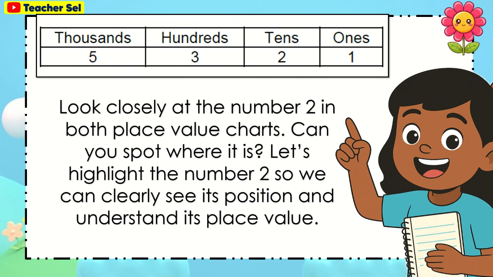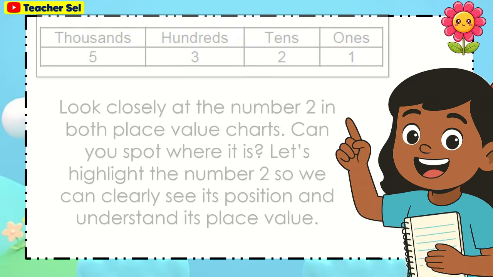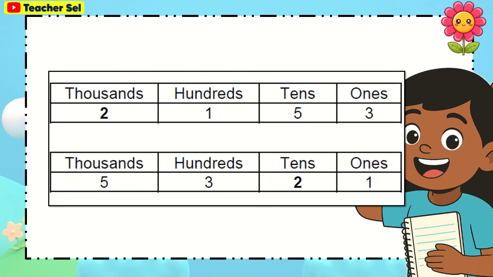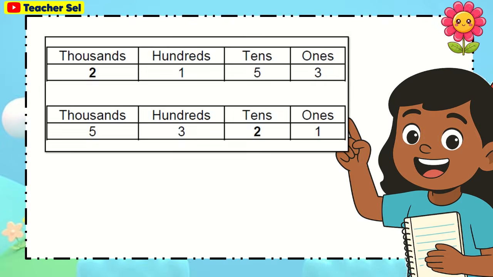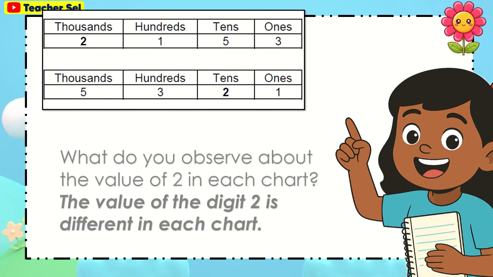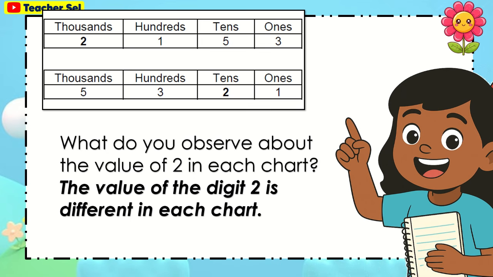Look closely at the number 2 in both place value charts. Can you spot where it is? Let's highlight the number 2 so we can clearly see its position and understand its place value. What do you observe about the value of 2 in each chart? The value of the digit 2 is different in each chart.